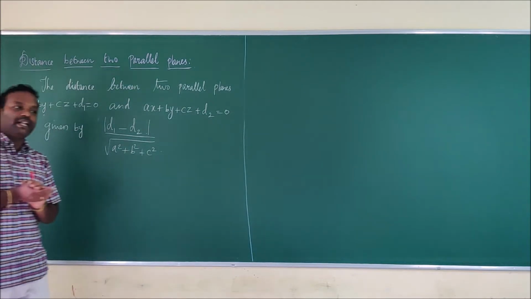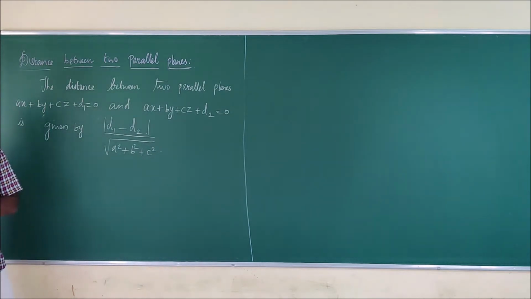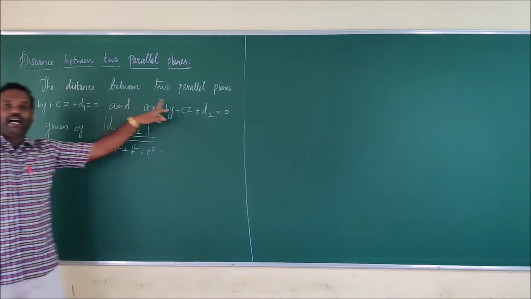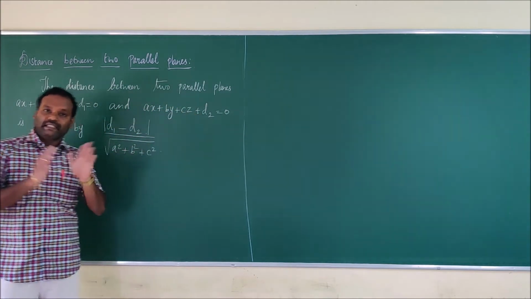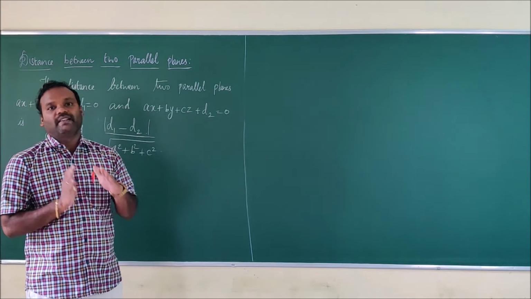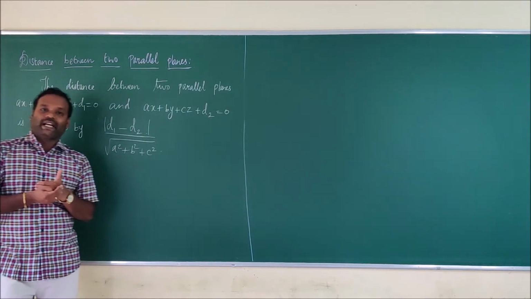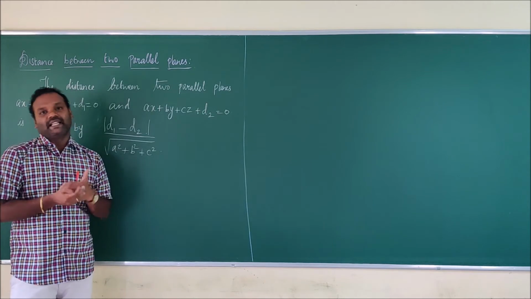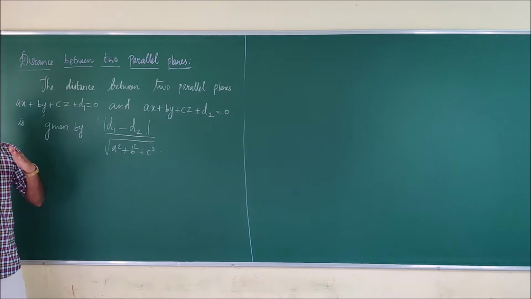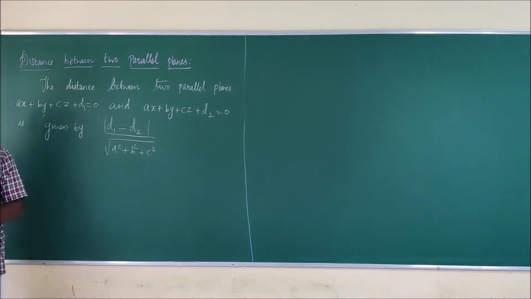Here, if two planes are parallel, then they differ only by the constant. When you observe both the equations, here the constant is D1 and here the constant is D2. All other things remain the same. So, firstly you have to observe whether the given planes are parallel or not. One plane can be parallel to another plane by multiplying by a constant number. So, you have to make sure that the two equations are parallel or not. Based upon this, we are going to see a problem.